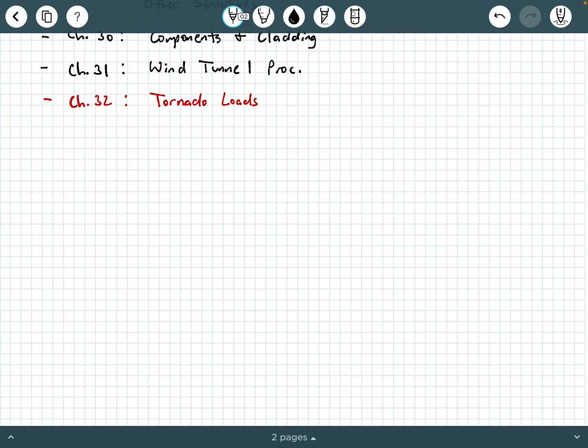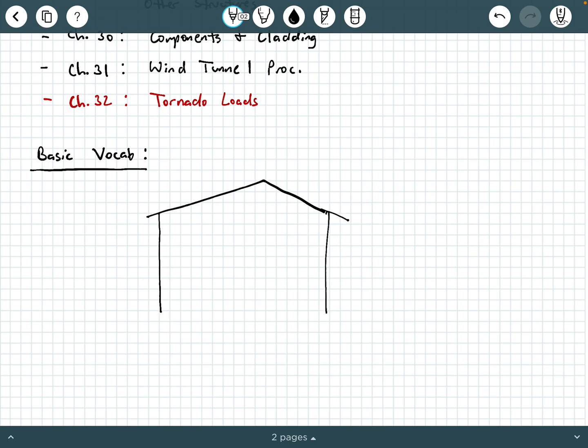All right, so let's go ahead and start with some basic vocabulary. Again, I'm mostly going to be referencing things that are found in Chapter 26. So if you have that ASCE 7-22 with you, go ahead and open up to Chapter 26. To get started, I'm going to sketch out a 2D section view of a structure, of a building, okay? So let me make this drawing look a little bit nicer. All right, so let's say we have a 2D section view right now.